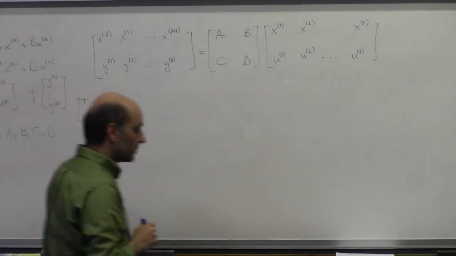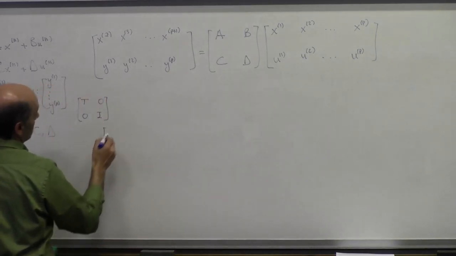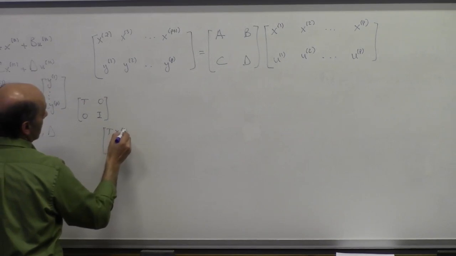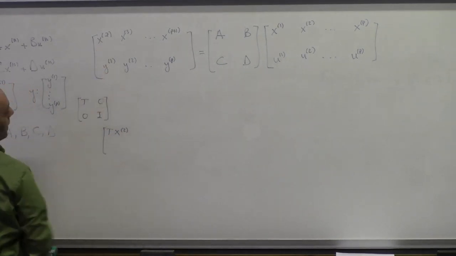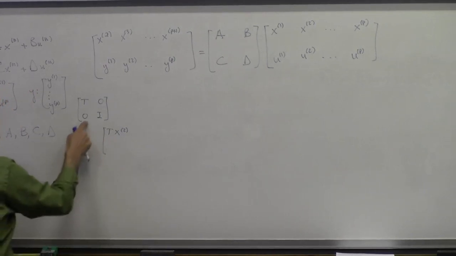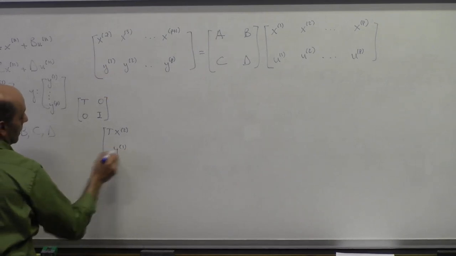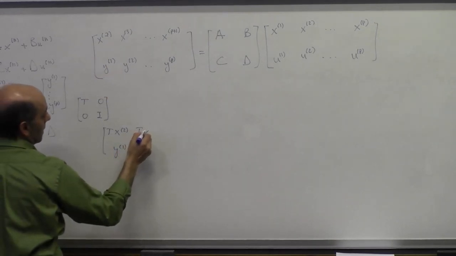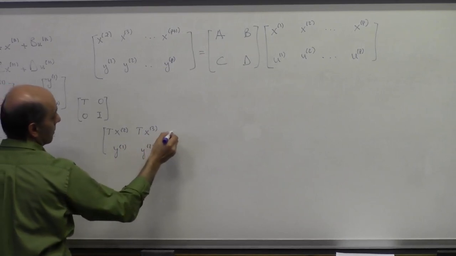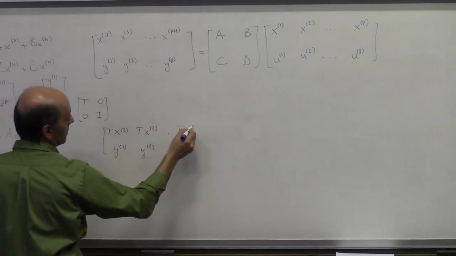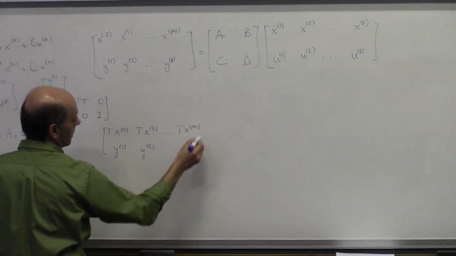Well, what's going to happen is that I'm going to end up with t times x2. So t times x2, 0 times y1. That's going to be here. 0 times x2 plus I times y1. This is going to be y1 here. This is going to become t times x3, y2 here. T times x of p plus 1, y of p is here.